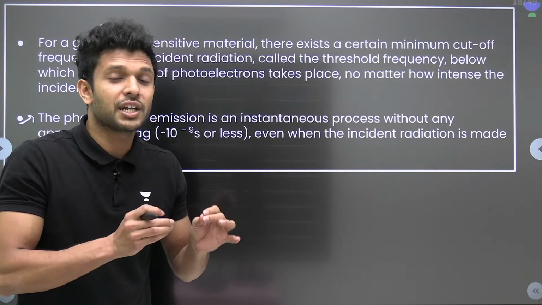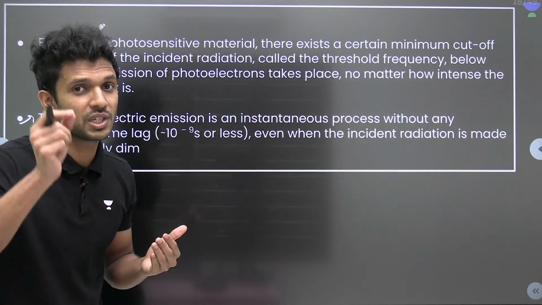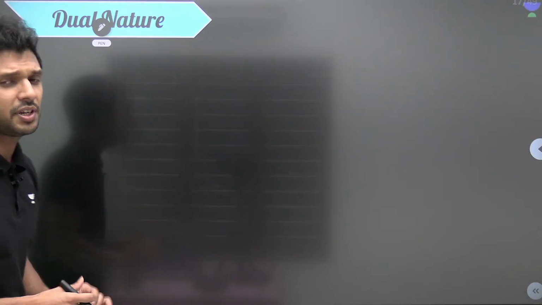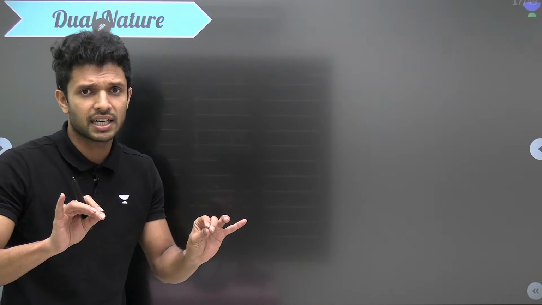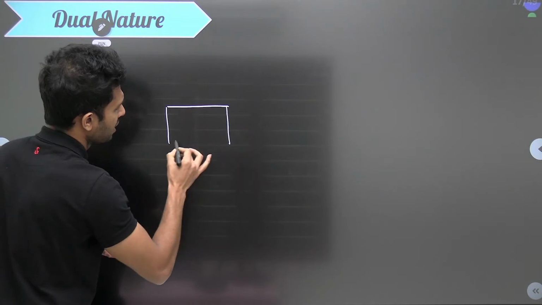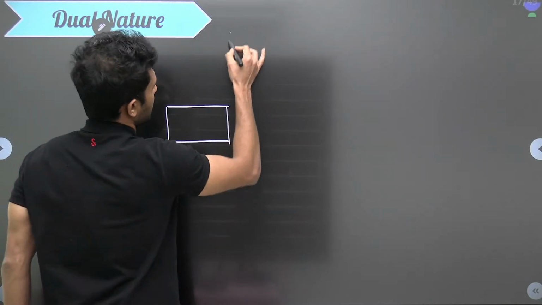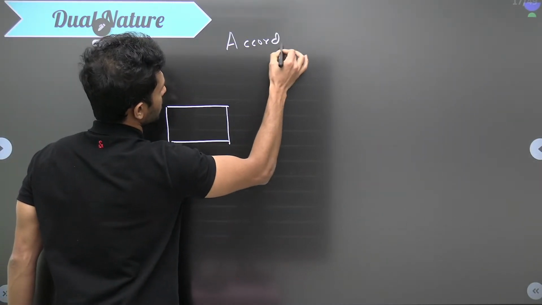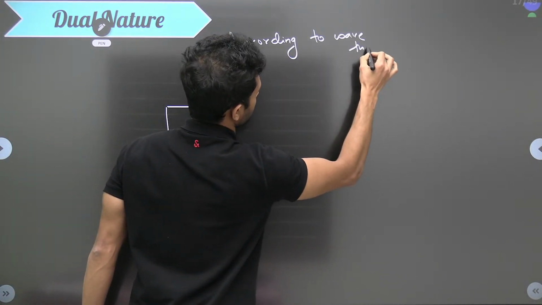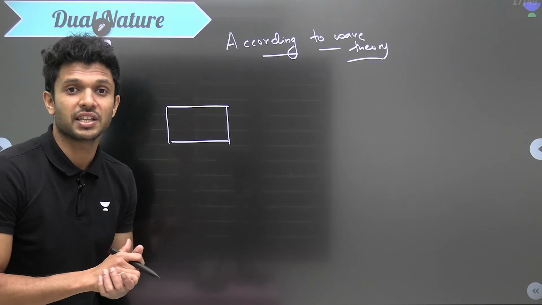So shall we also find out how these observations are being explained using the wave theory of light? Let's see. Everybody listen here. It's very important, super important. According to the wave theory of light, we are going to explain the photoelectric effect. If you want, we can write the heading: according to wave theory. Okay, according to wave theory, let's see how we can explain this photoelectric effect.